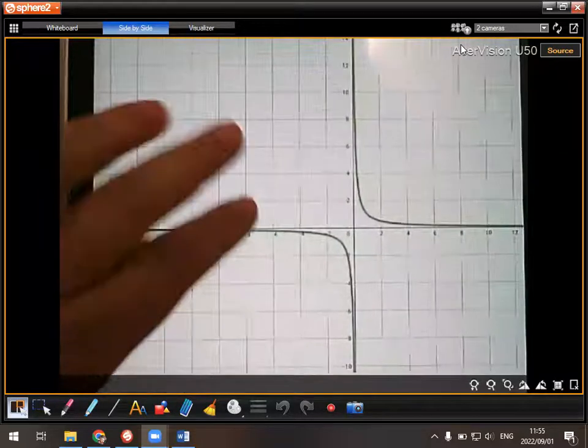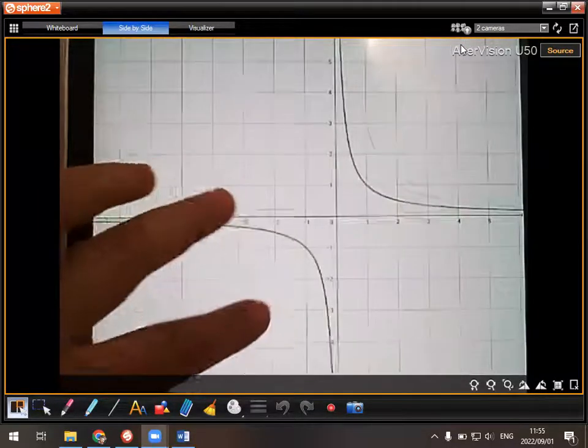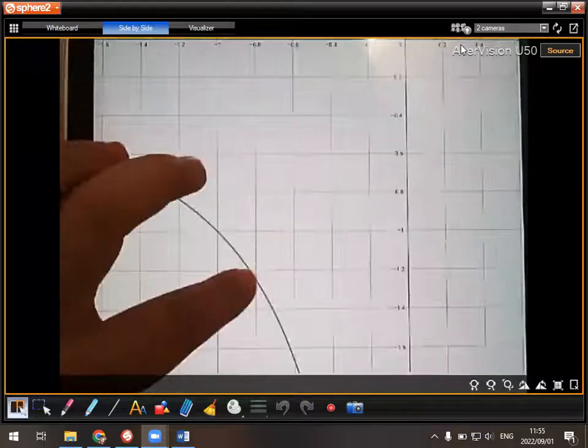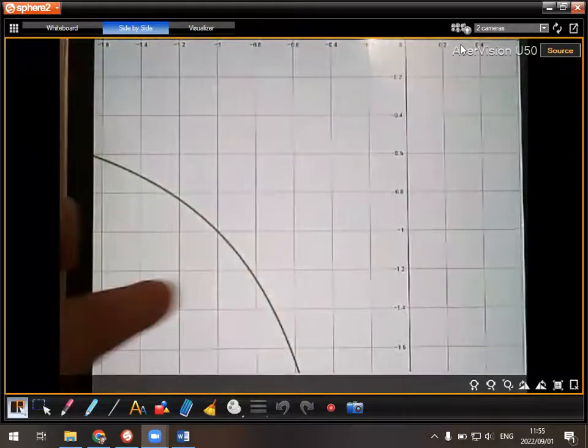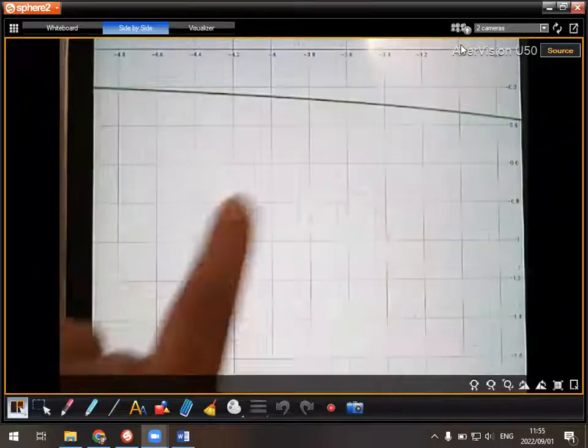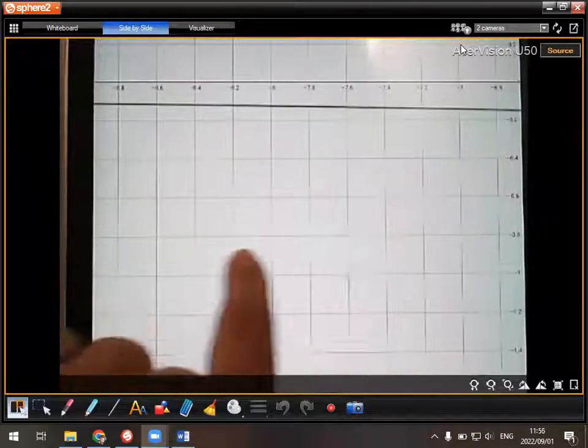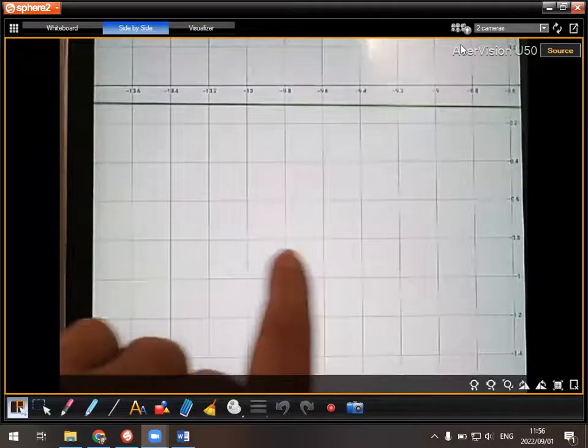How much further can we see, guys? Can you see further left? Further left, so it goes off the line. Yeah, that's what I'm trying to show you: when we zoom way in, we can actually see that this hyperbola is not touching the x-axis, right? It's getting closer and closer to it, but it's not actually touching it.